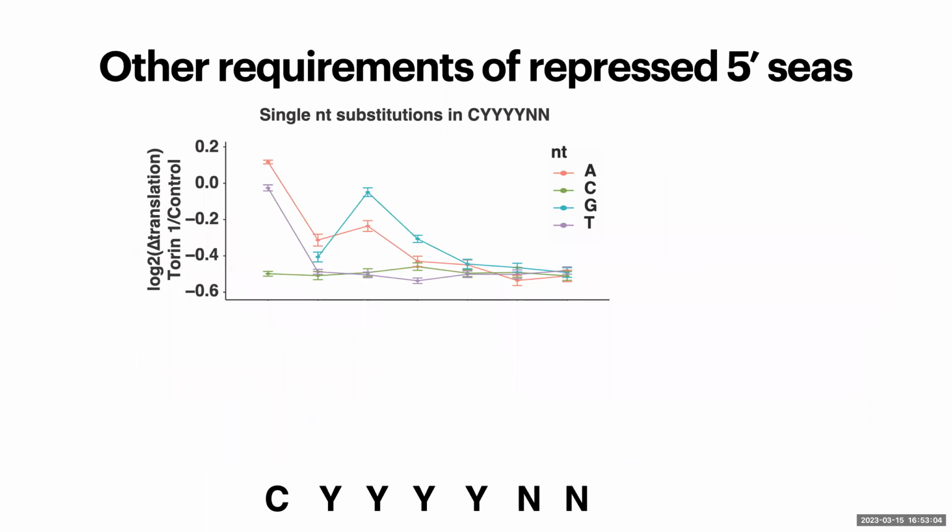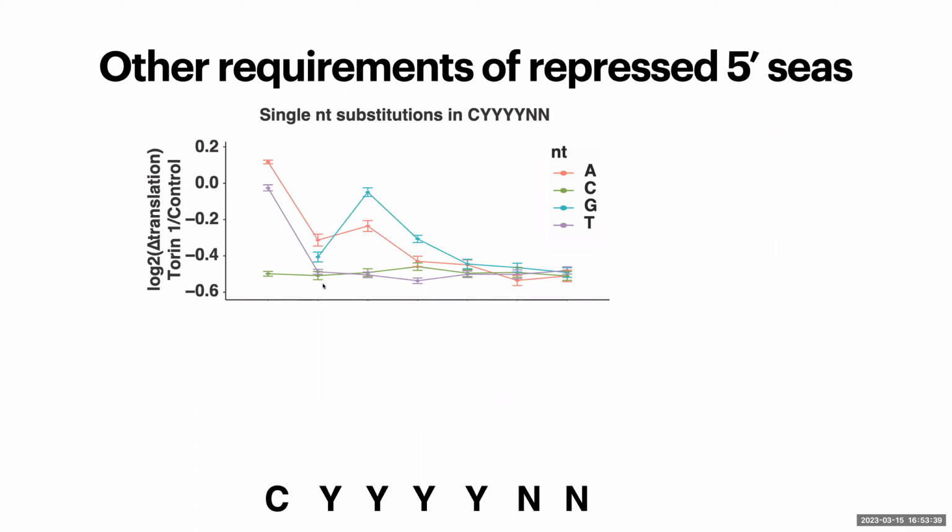We also wondered whether we could infer functions of individual positions of TOP sequences. To do this, we started off with a canonical TOP sequence set of a +1C and then 4 pyrimidines. And we tested what would happen if we changed each position to each other nucleotide. What you can see here is if instead of a C, we put an A or a T, we almost completely undo the translation sensitivity of those sequences. If we make those same changes at the +2 position, however, it's much less sensitive.